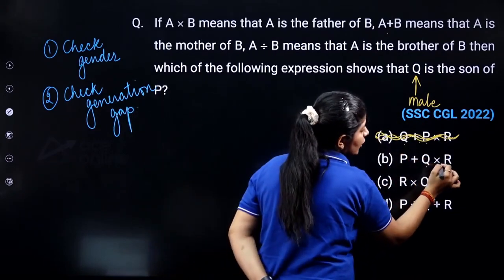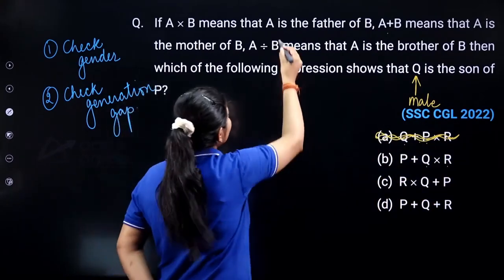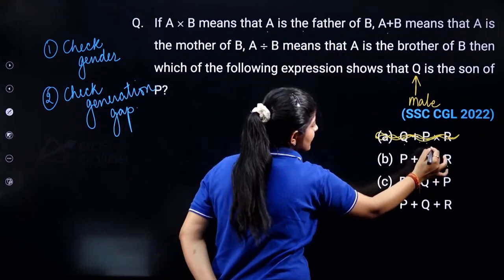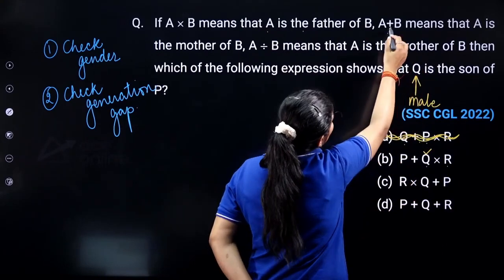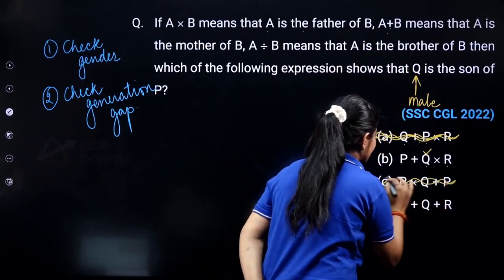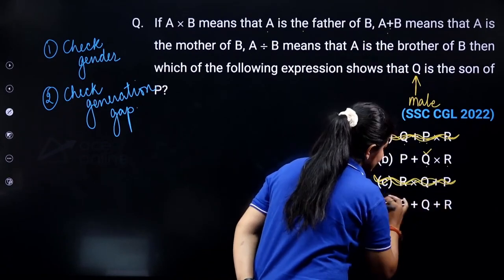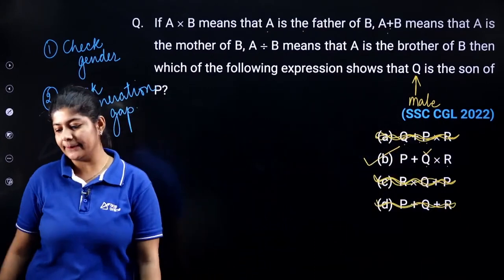Next one. Q into R. Where do we have into or the multiplication symbol? A is a father. That means male. Next one. Q plus P. Where do we have plus? Plus shows the mother relation. Eliminate. Next. Plus. Eliminate. So the correct answer over here is your option number B.